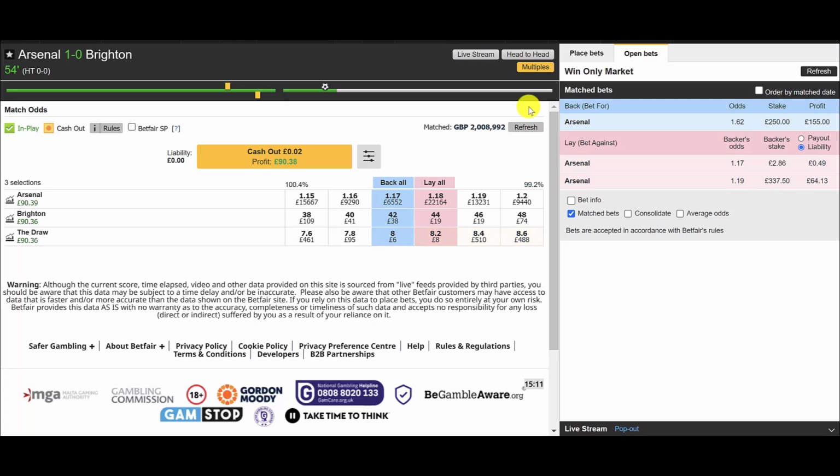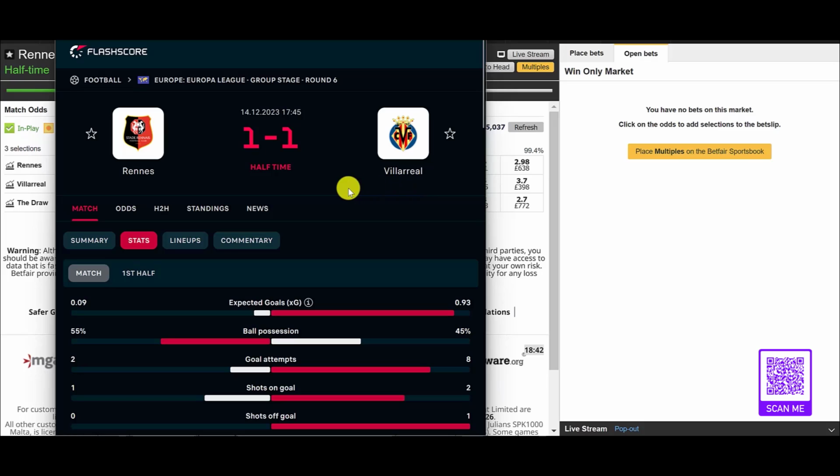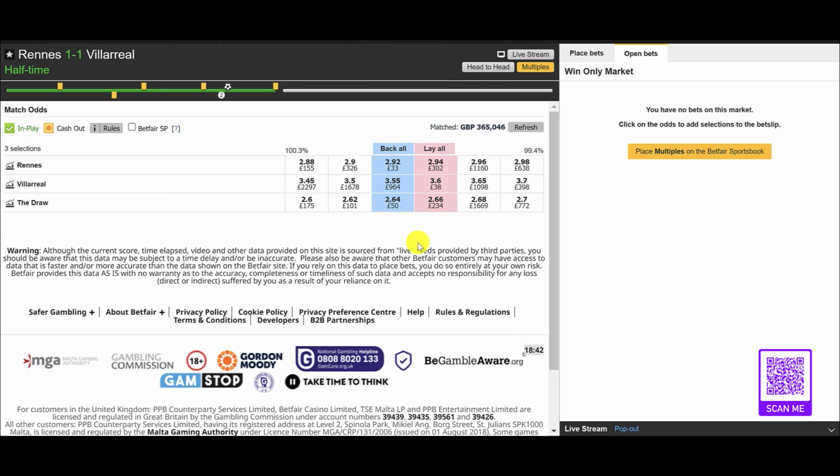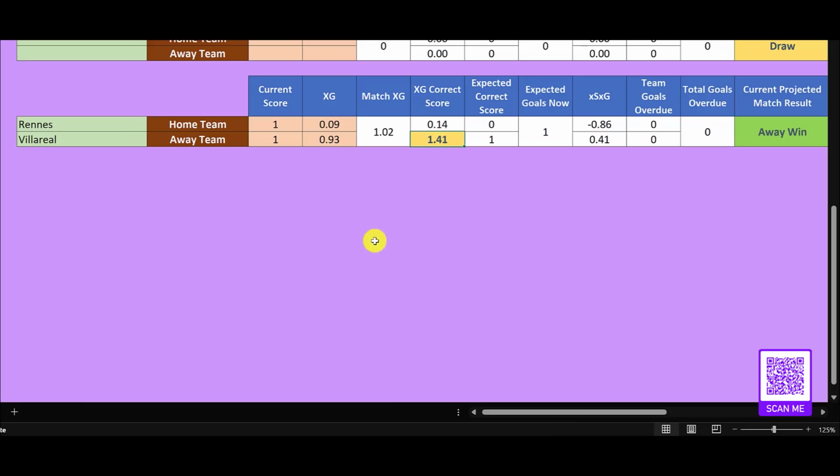Arsenal 1, Brighton 0, and it's all locked in. So half-time here, it's Rennes 1, Villarreal 1. This is a Europa League match, and looking at the markets, Rennes, the home team, are the favourites. Villarreal, the underdog. Now, what's interesting about this is that, looking at the XG, it's projecting an away win for the underdog. So, decent bit of value there.